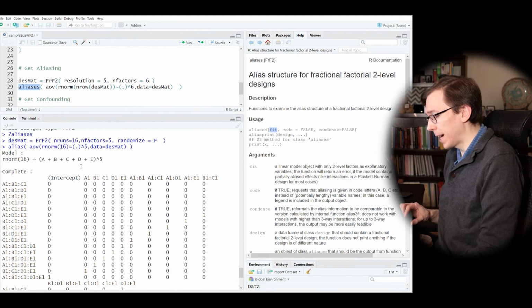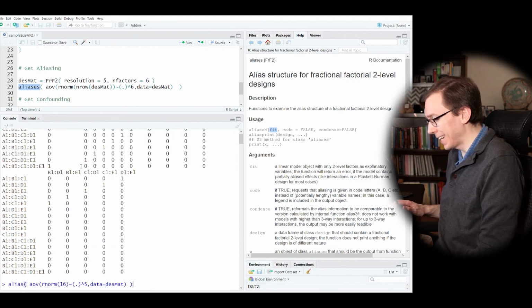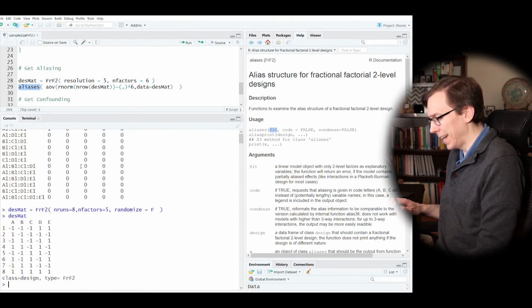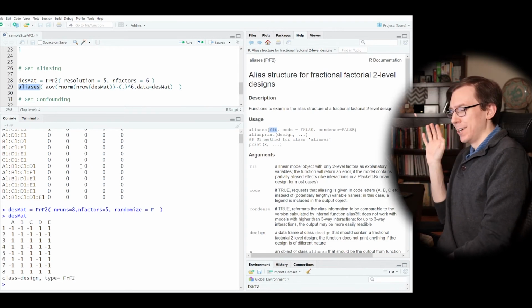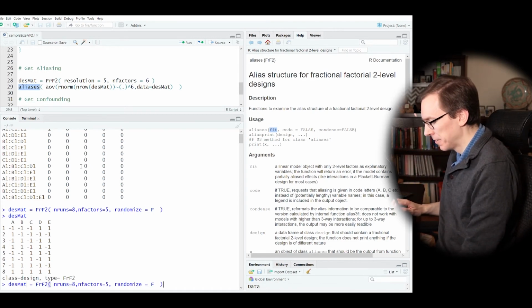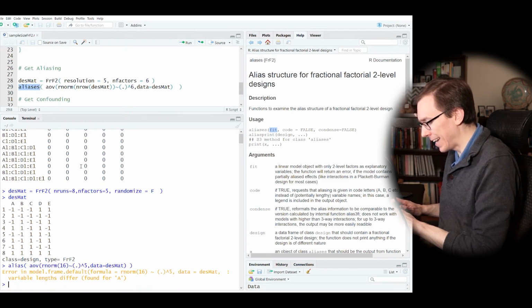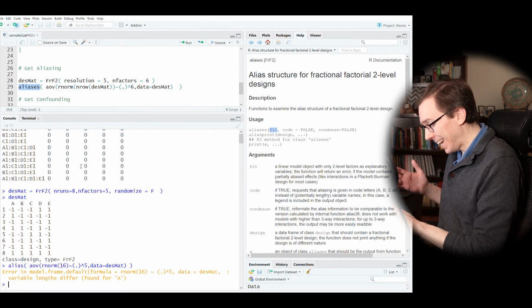Now, if we tried to make this design a little more complicated, so let's say, for example, we tried to reduce this down to 8 observations, well, what happens? First of all, we can look at our design matrix, and we get this nice short little design matrix here, but the question is, what happens with the aliasing? Well, in this case, if I just run this same code again, I get an error. Great.